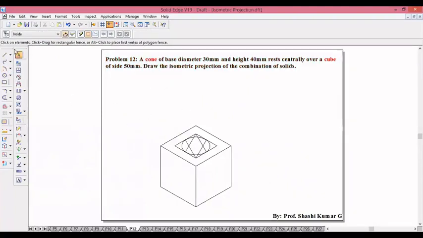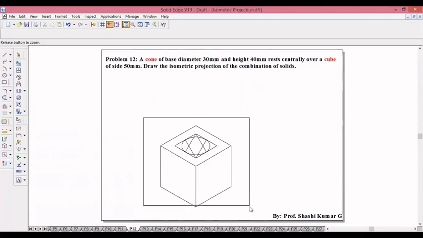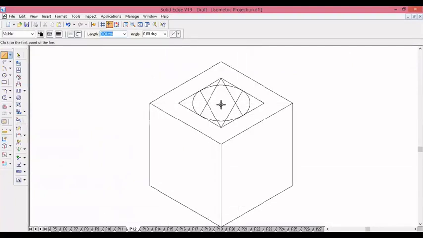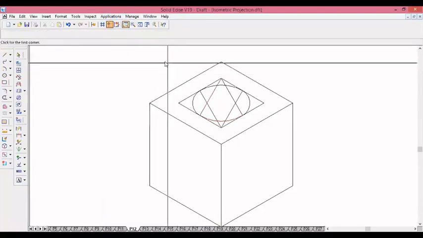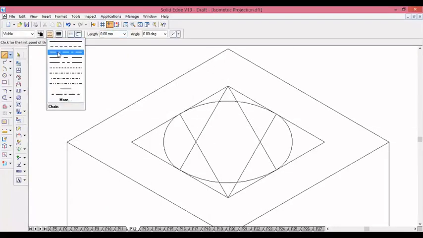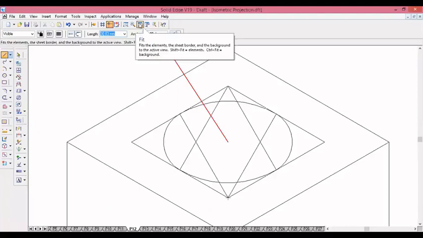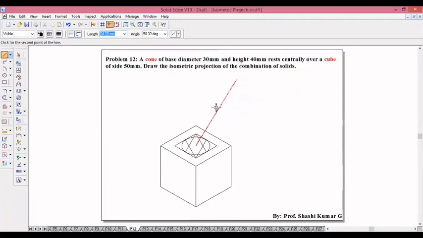So this is the base of the cone. Now from the center you take the axis length. The height of the cone is 40 mm. So take zoom. The center of this base we need to find. Take the axis line. This is the horizontal line and this is the vertical line. The intersection of these two is the center. The height of the cone is 40 mm. So 40 mm at 90 degrees.